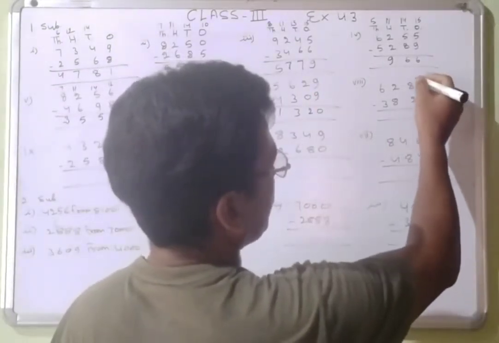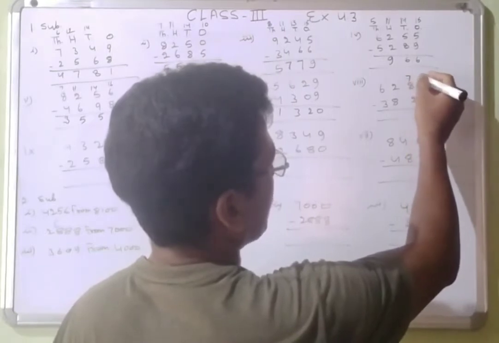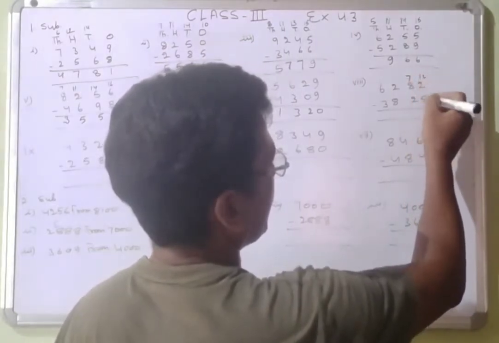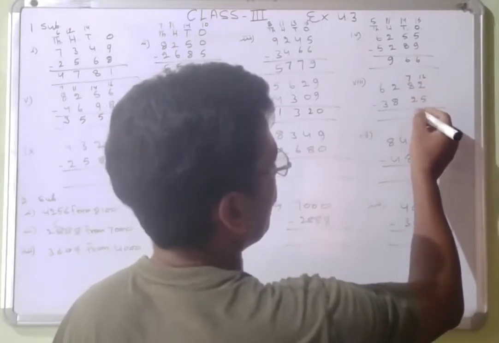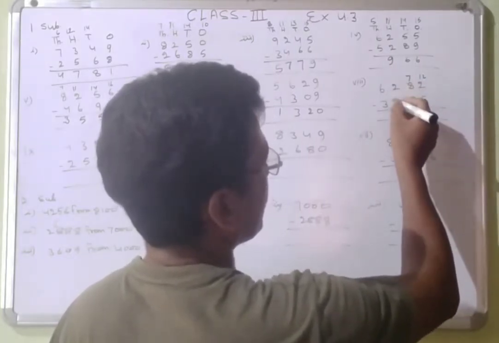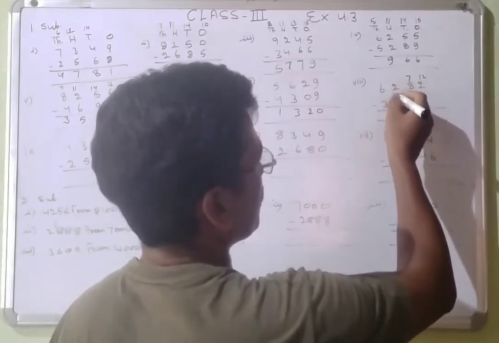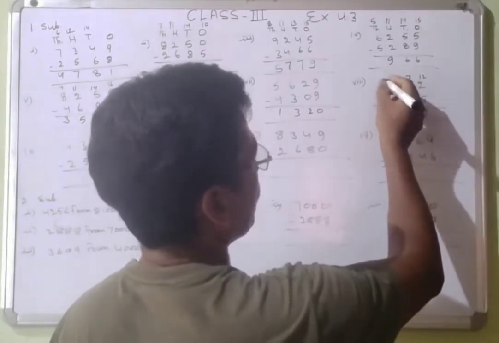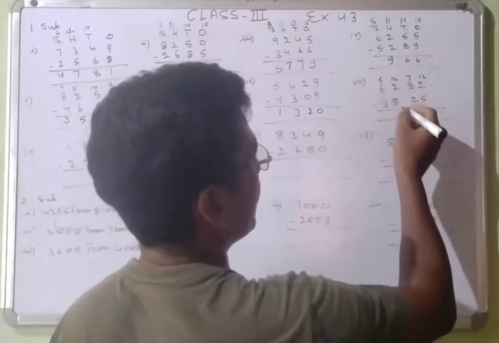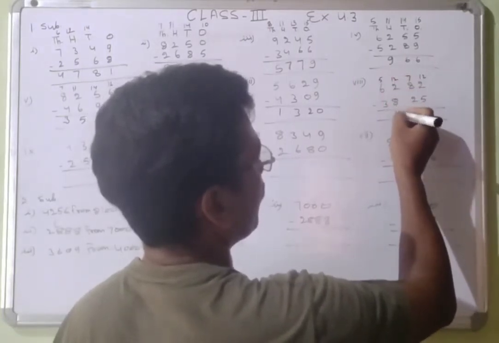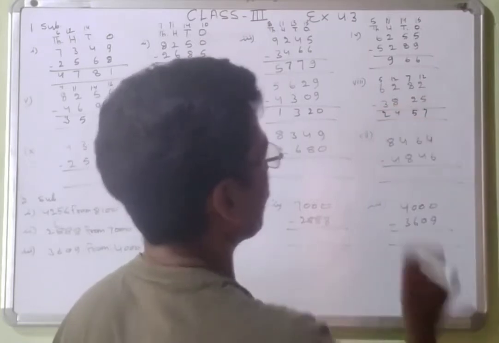12 less 5 is not possible. So by carry this one is 7 or this one is 12. 12 less 5, 7. 7 less 2, 5. 2 less 8 is not possible because 2 is smaller than 8. So by carry this will be 5 or this will be 12. 12 less 8, 4. 5 less 3, 2.